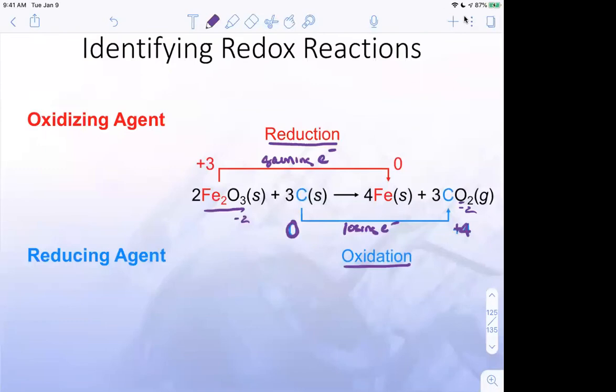And that's reduction. So the reducing agent is going to be the species that's oxidized. So this is going to be the carbon. And the oxidizing agent is going to be the species that's reduced. So it's going to be the Fe2O3. Usually when it says agent, it means reagent. So the species being reduced is the iron atom. The oxidizing agent is actually the Fe2O3, if that makes sense.